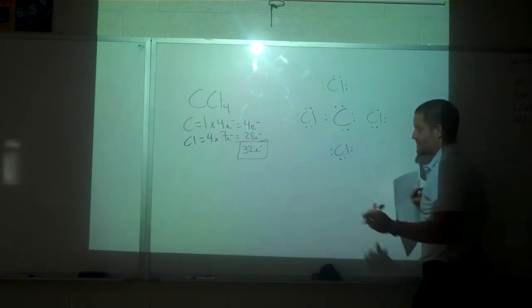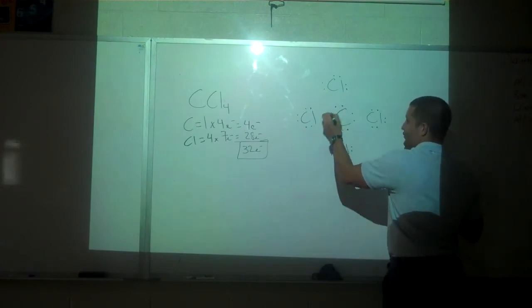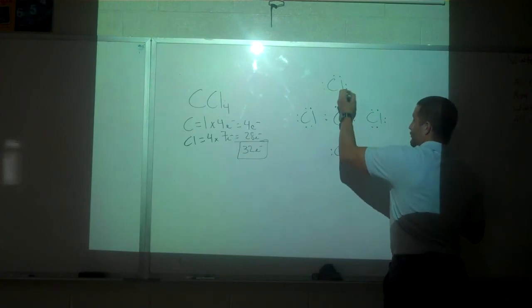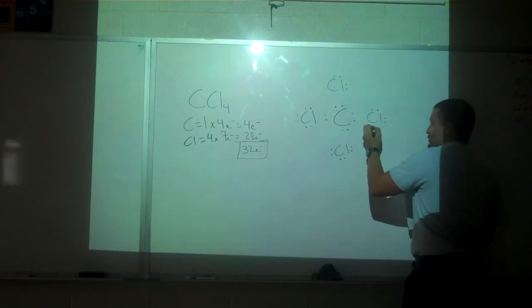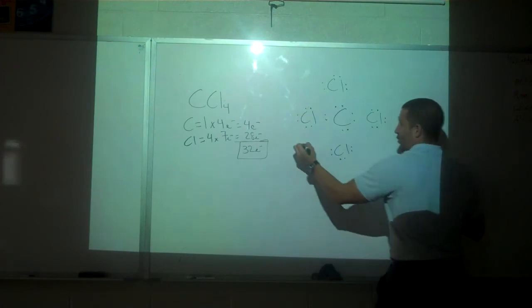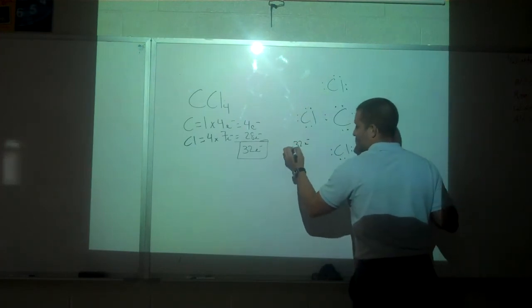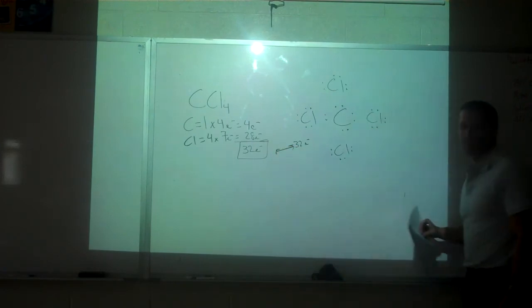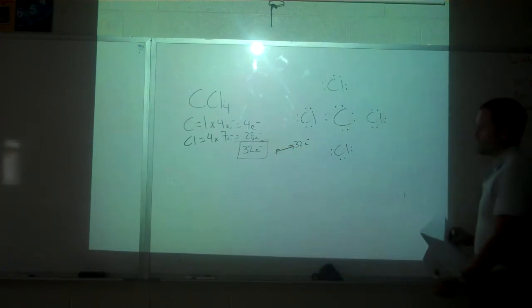So the way I do this, a lot of students make a mistake, I count the inner one first. 2, 4, 6, 8, 10, 12, 14, 16, 18, 20, 22, 24, 26, 28, 30, 32. Oh wait, I have 32 electrons. Awesome. That matches that. I am done. Okay? Not really. I have one more step to do to simplify this.